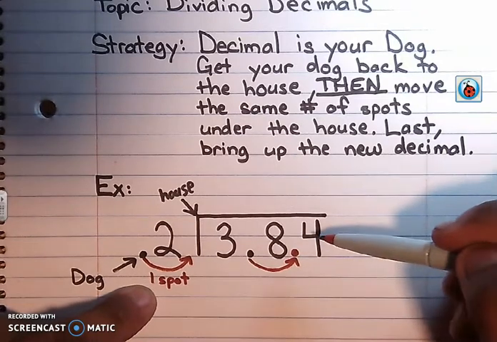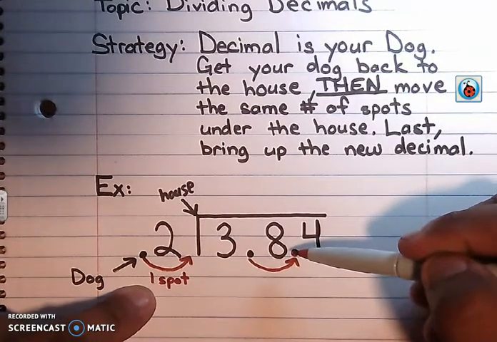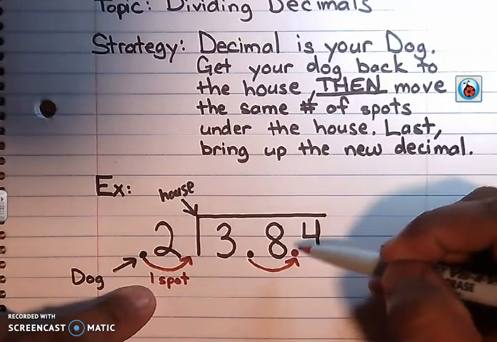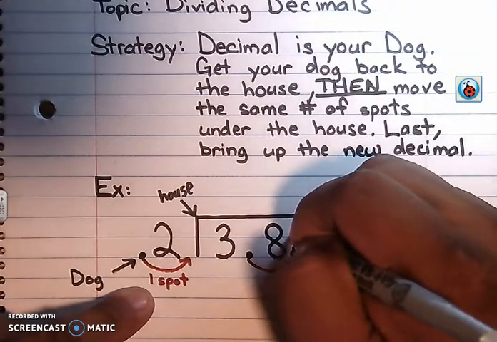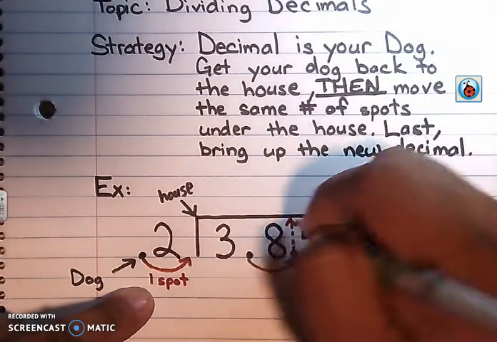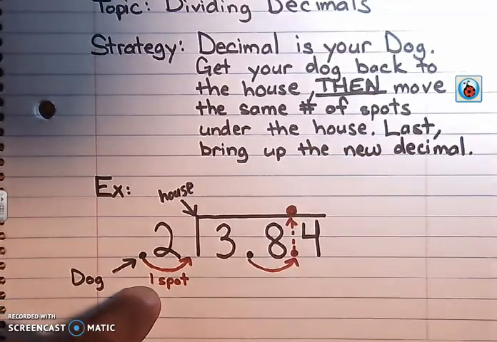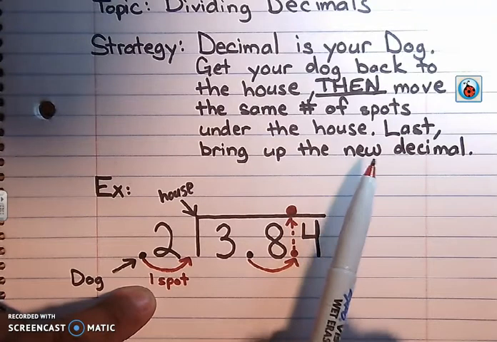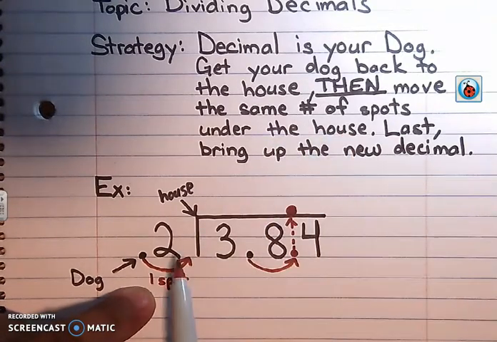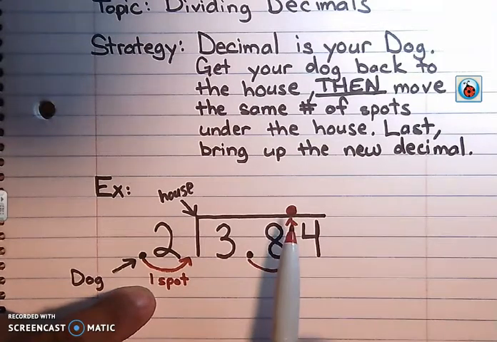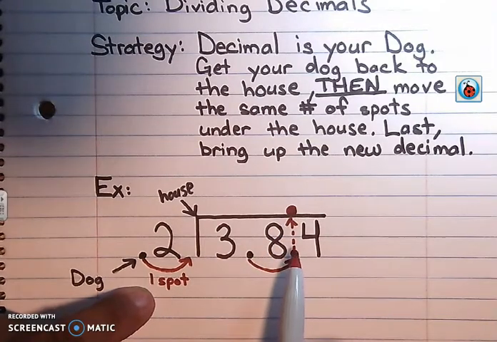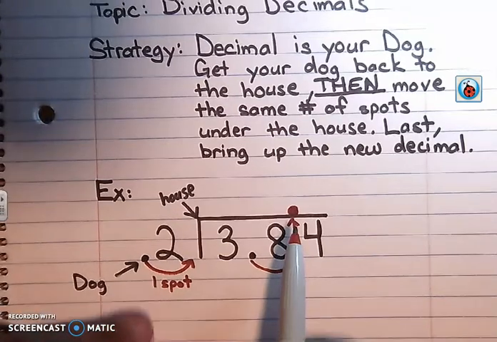The last thing to do is to bring up the new decimal. So this is my new decimal. I'm going to bring it straight up to the top now. And this is where it belongs. This is where it's going to stay. Right there. Once I did the strategy of the decimal is your dog and I got it back to the house, and I did the same thing under the house and brought it up, now I can start to look at it like a regular division problem.